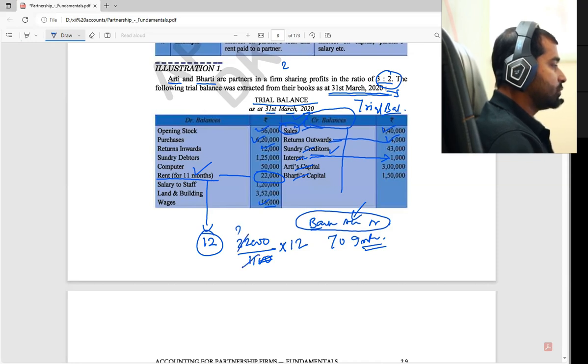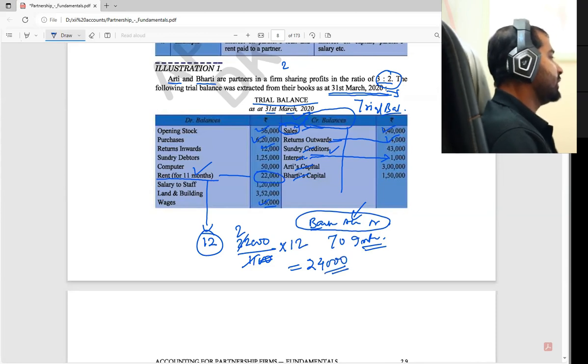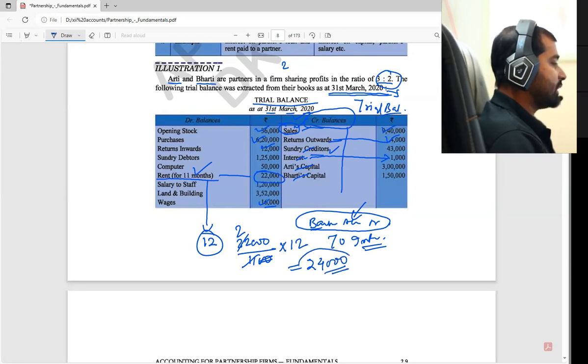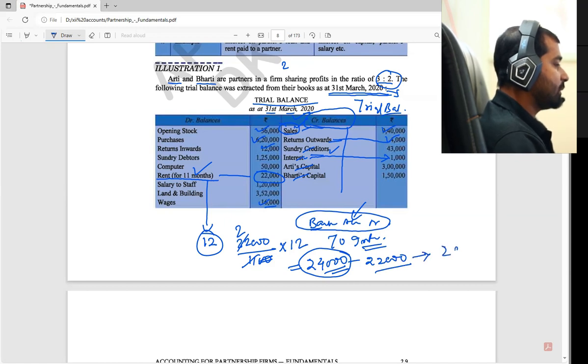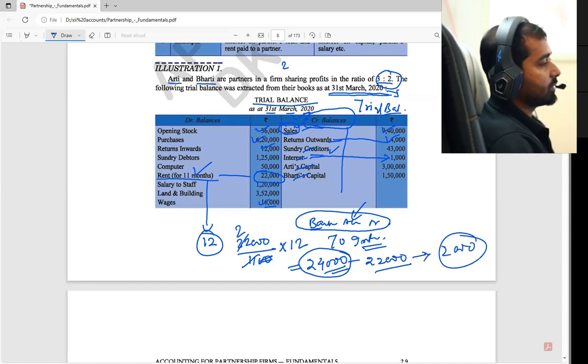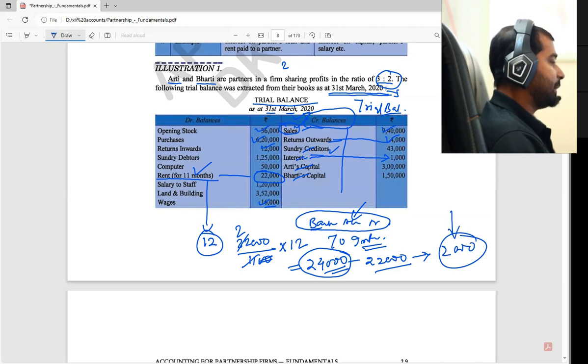Now, 2,000 into 12, that is 24,000. Correct? So 24,000 is our yearly rent. But how much was actually paid? 22,000. Can you tell me how much is left? 2,000. 2,000 rupees still pending.